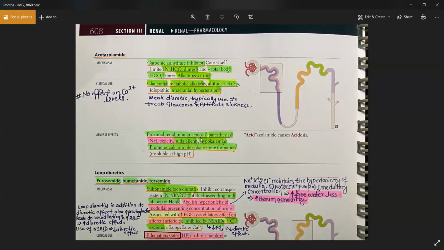Hypokalemia can happen, hyponatremia can happen, and low levels of bicarbonate can also happen. And because it is making your urine alkaline, the patient can also have calcium phosphate stone formation. So these are all the side effects. Please note the location, PCT. Any doubt, please ask.